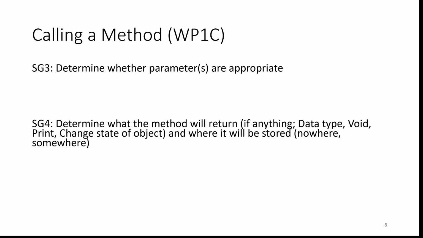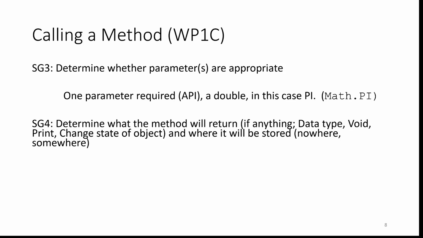For subgoal 3, do we have parameters? Yes, one parameter, which is a double. Because we want to know what the square root of pi is, our parameter in this example will be math.pi.